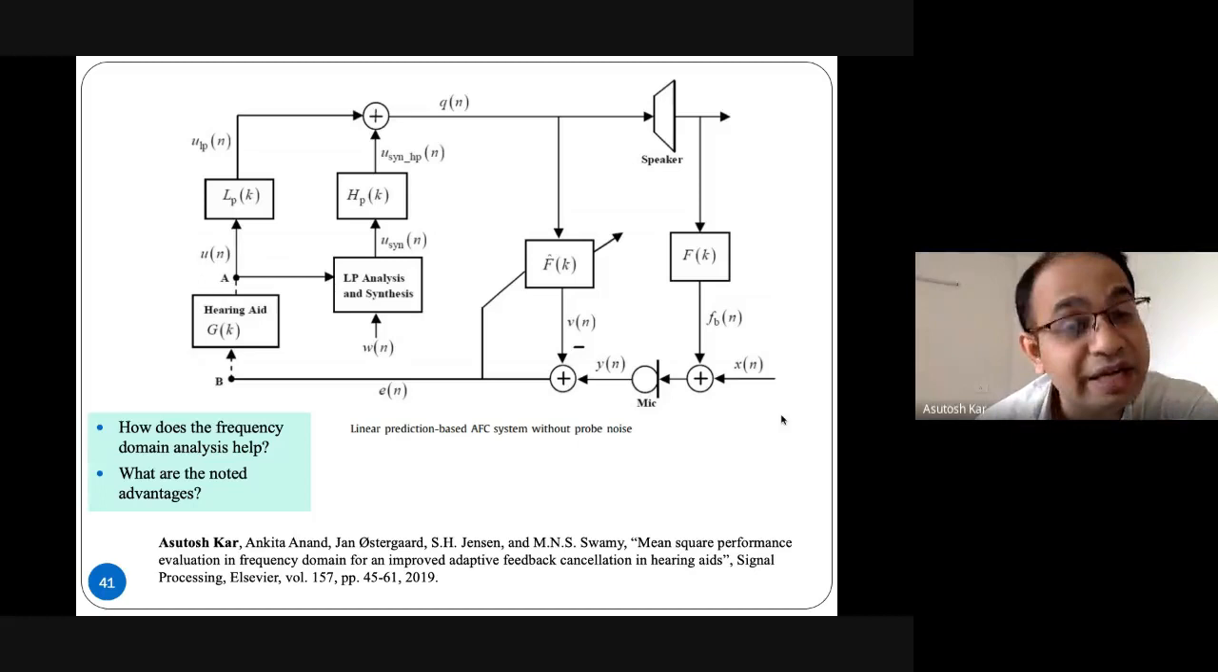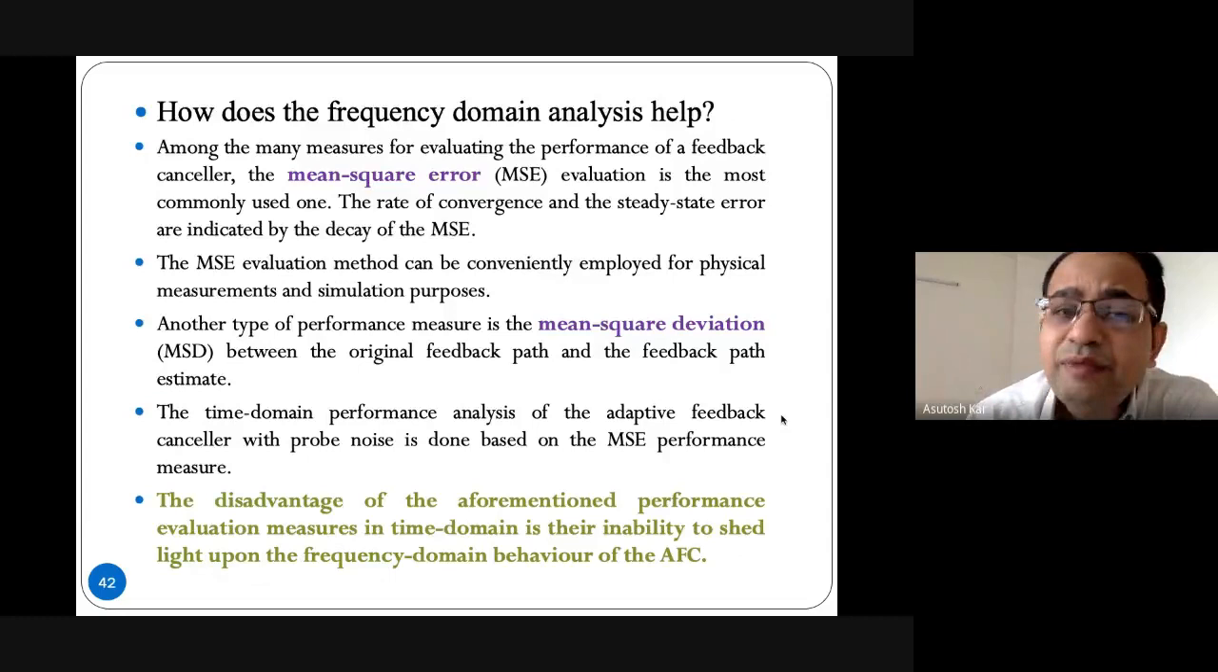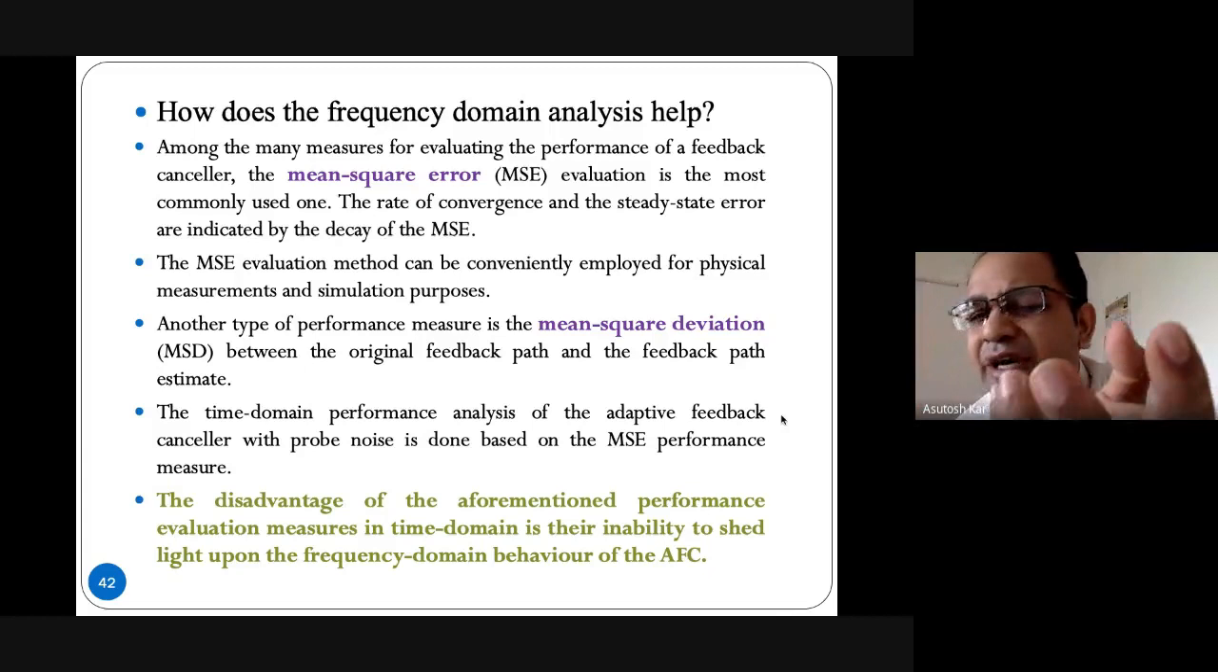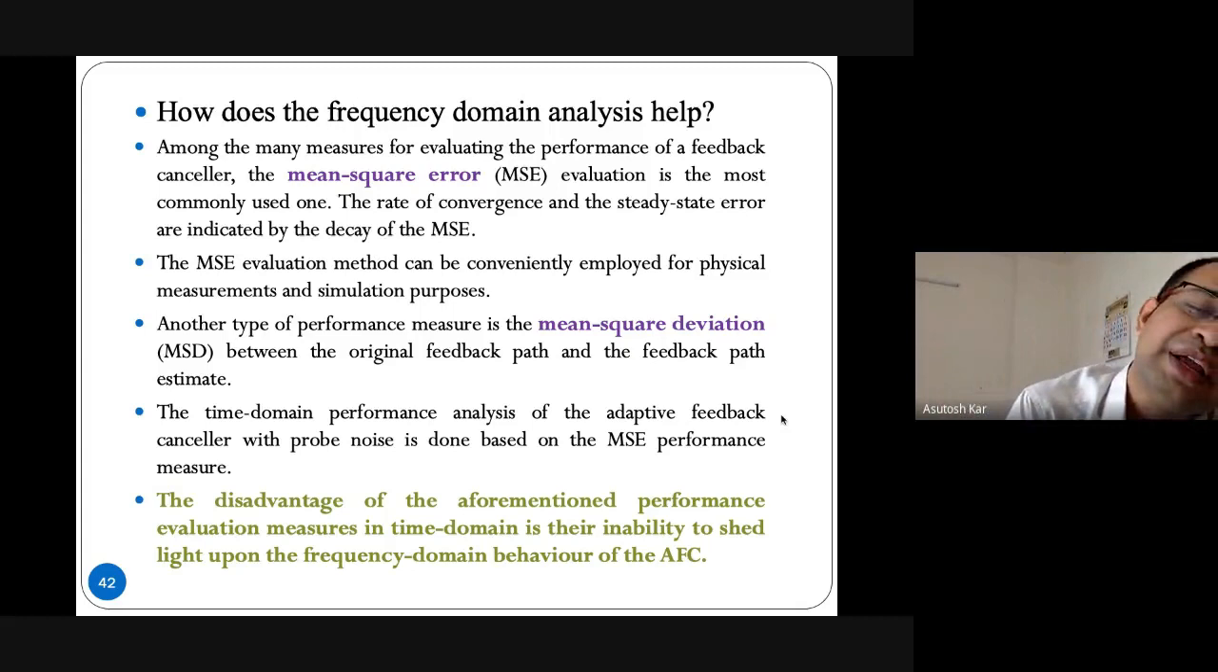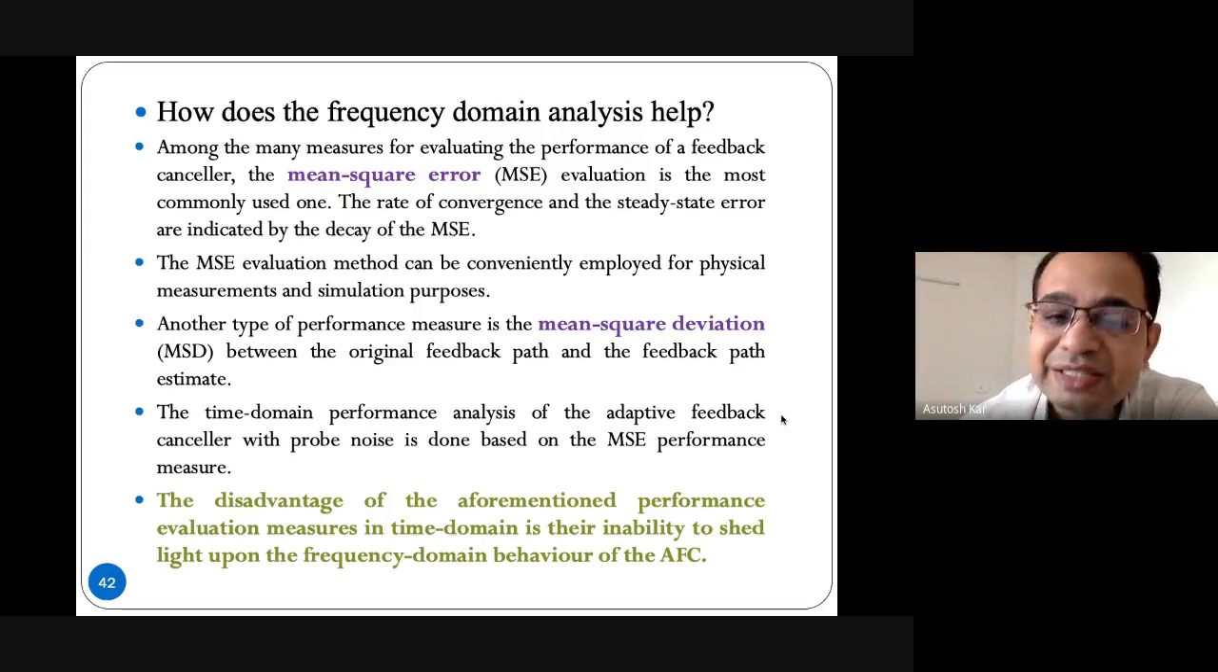But in time domain analysis, we have some predefined parameters which are well known, because it's quite easy to optimize those parameters. For example, the mean square error, the mean square deviation. But these performance measures have the disadvantage that in the time domain there is an inability to see each and every important aspect, like which frequency the person is able to hear and which frequency they are not able to hear. A comprehensive spectrogram analysis was absent in the time domain when we were doing the entire analysis.